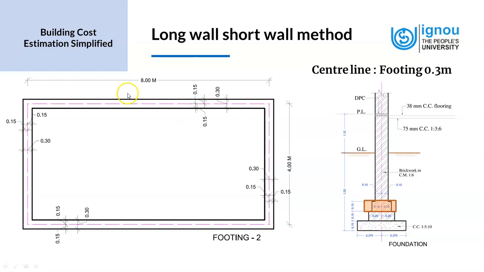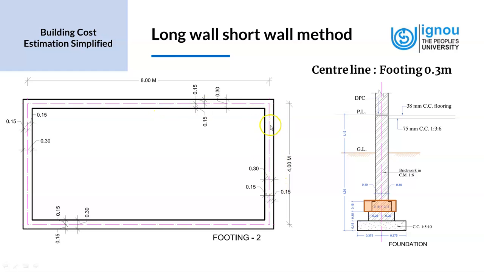And now we have to find the long wall of this particular item, brickwork, for this footing. Again, we take the central line measurement of the long wall, which is 8 meters, plus half width of that footing, which is 0.15, and the other side also we have to add 0.15, which will be 8 plus 0.15 plus 0.15, which is 8.3.